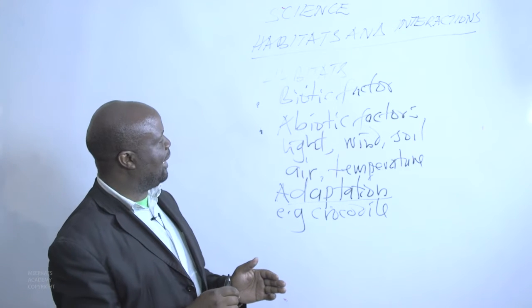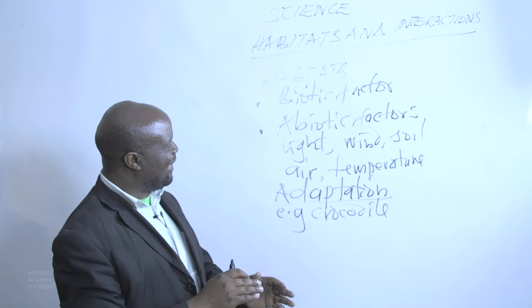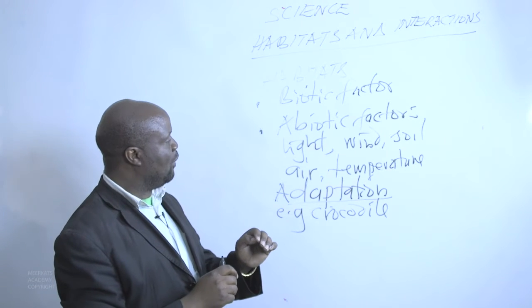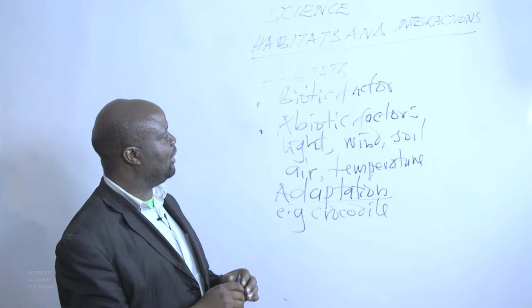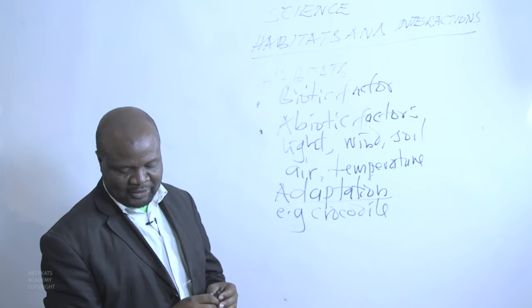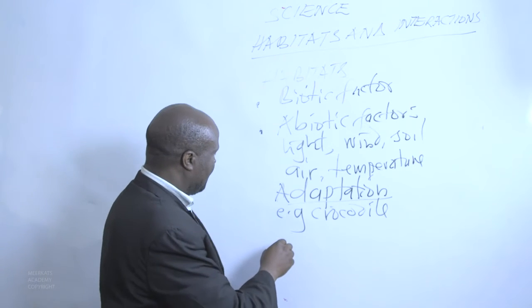So we find that the crocodile is adapted in such a way that it can see very well while it's still submerged in water. It can see the prey and it can still breathe while it's still submerged in water. Another example that we can give is a chameleon.